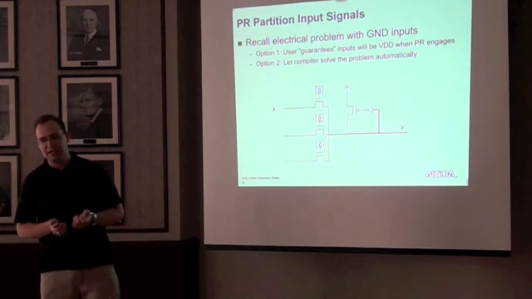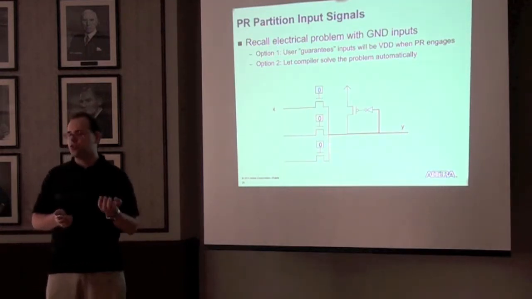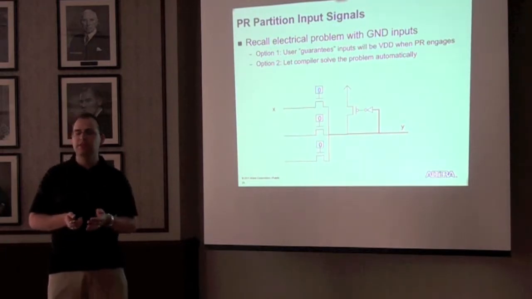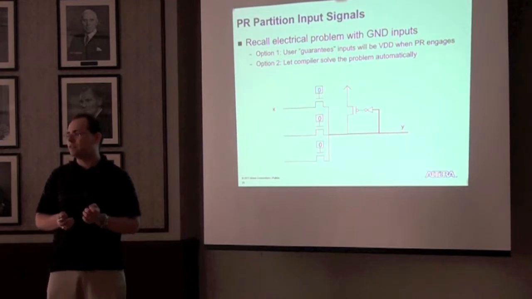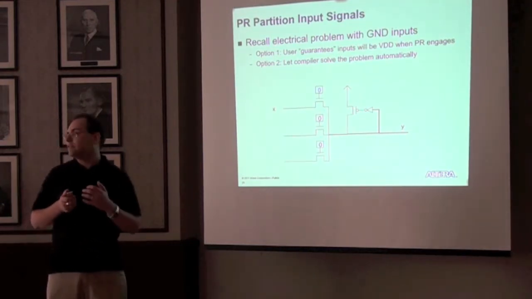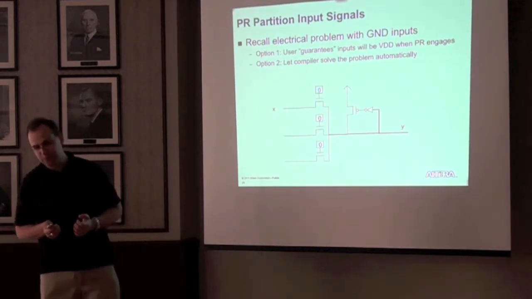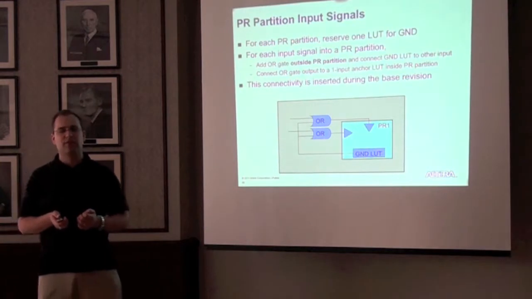So just recall this electrical problem with the ground inputs. There's really 2 main options here. One, the user can guarantee that the inputs will be VDD. The inputs to a PR partition will be VDD when partial reconfiguration is enabled or engaged. And option 2 is to just let Quartus solve the problem automatically. I'm going to describe the second option because option 1 is far less interesting.